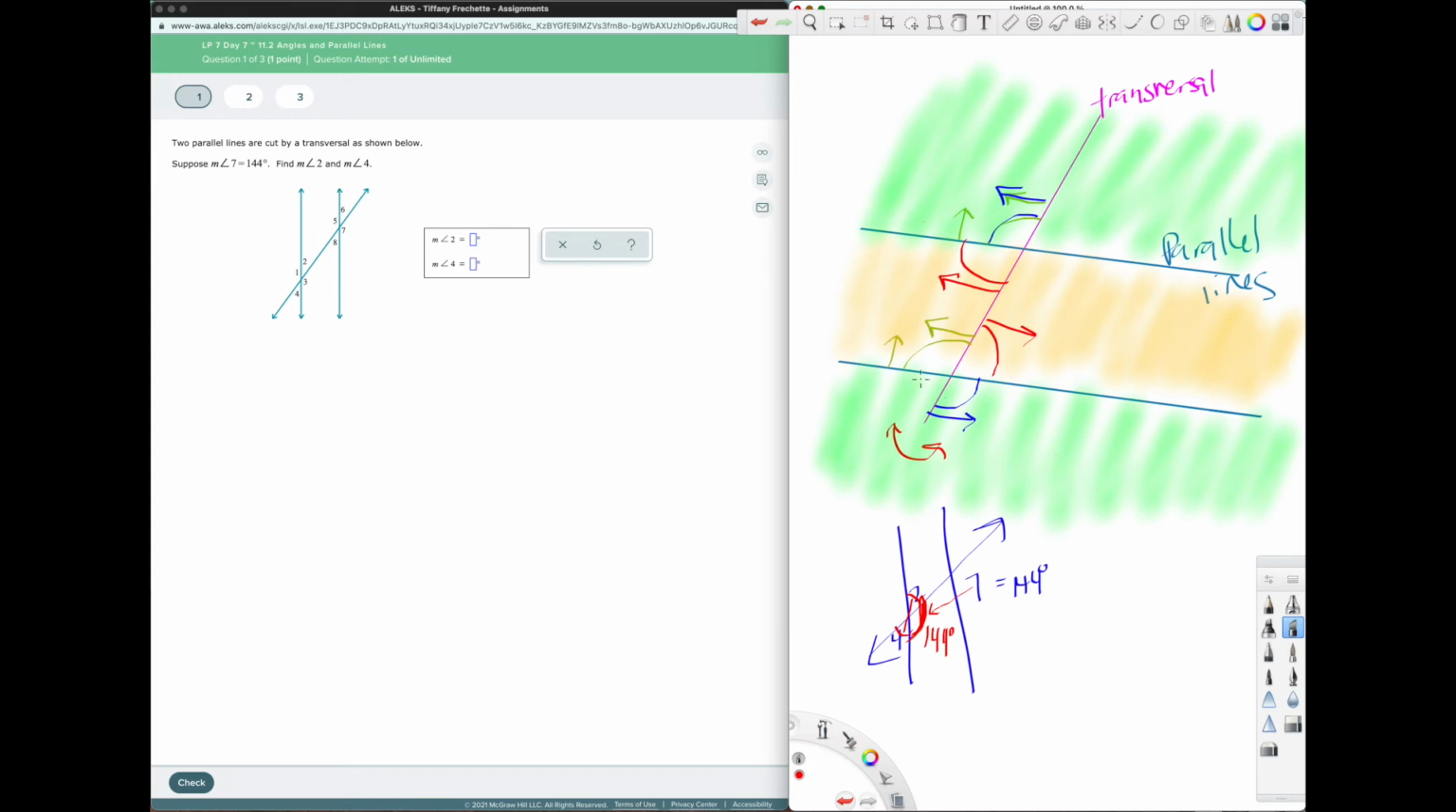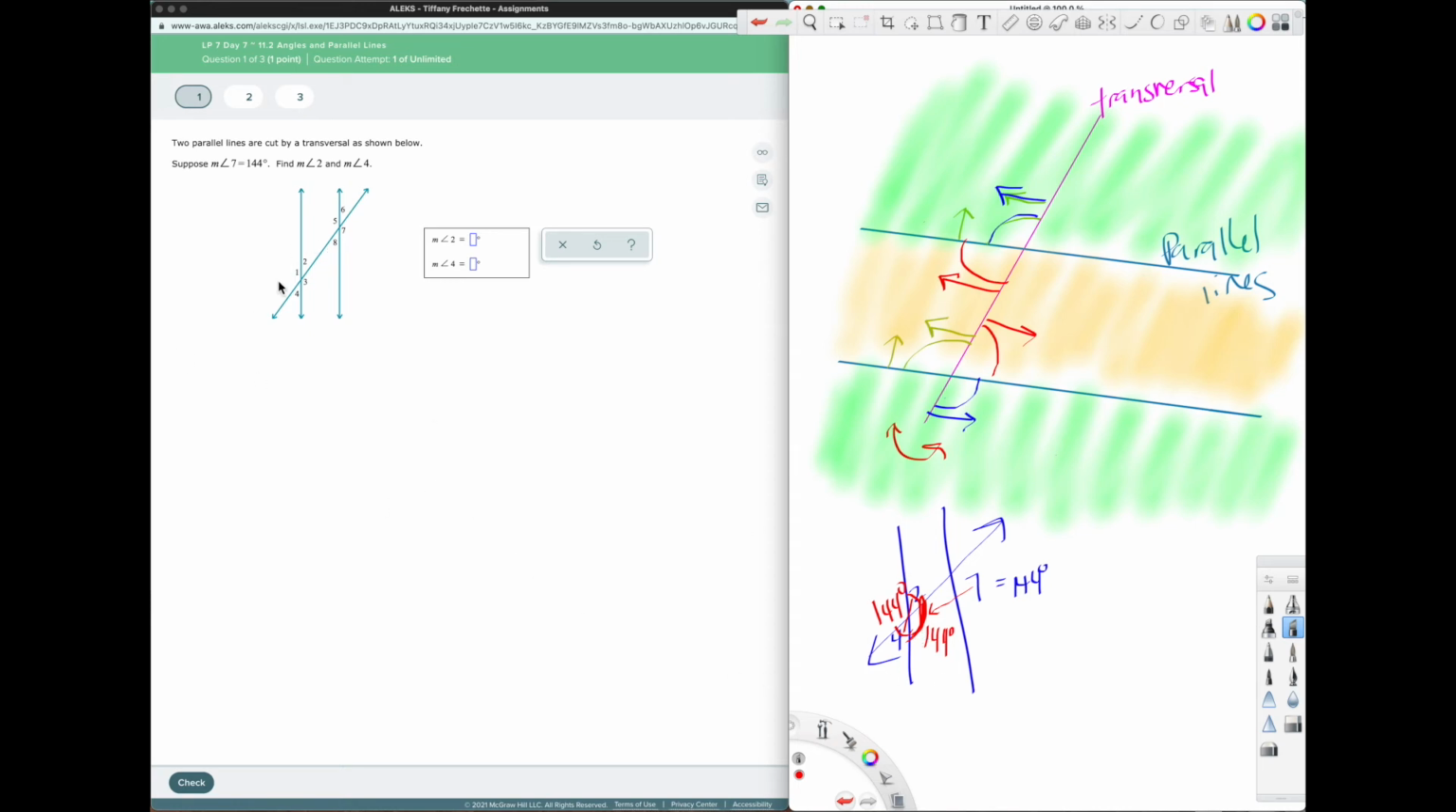Or I could use alternate exterior angles because 7 is on the outside here. I could go to the other side of the transversal and slide all the way down. So this guy would also be 144, which I can see with vertical angles here. That makes sense that they're both 144. So either one of these would bring me over to the area where 4 and 2 are.